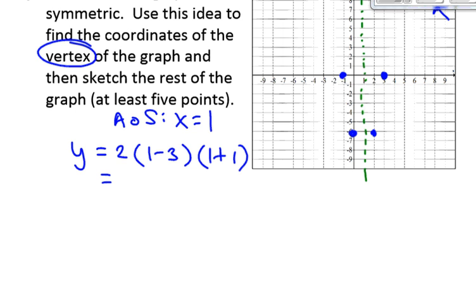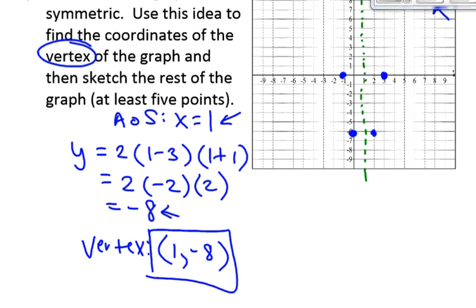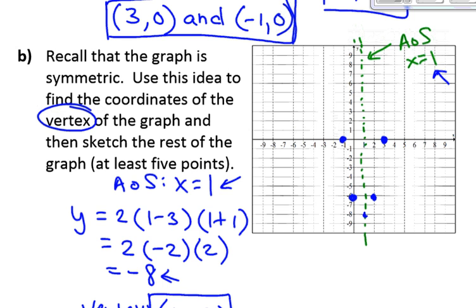So then that would be 2 times negative 2 times 2, which would be negative 8. Now be careful here. See what I plugged in? I plugged in 1, and I got out negative 8. So my point is 1, negative 8. That is the vertex. All right, and you can see that lies on that axis of symmetry. So 1, negative 8 is here. Now you have a good parabola.